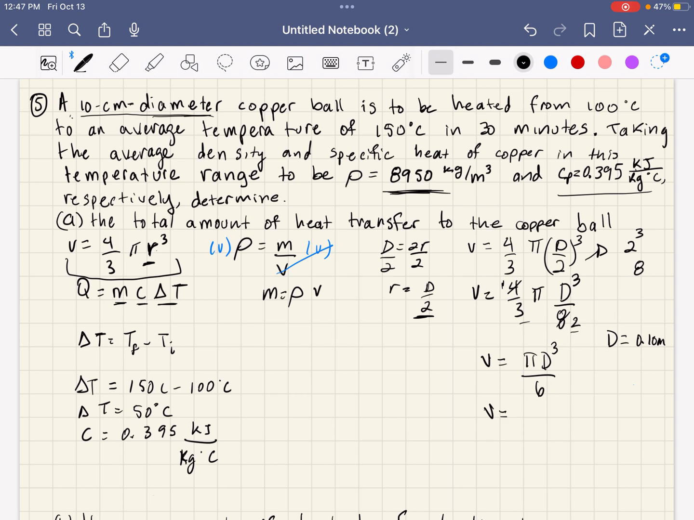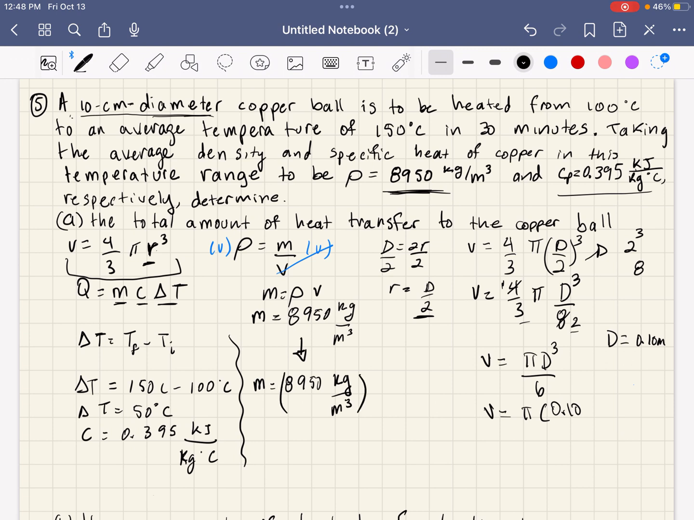So if I plug this in, I have pi times 0.10. Actually, you know what? Let me put it into the mass. Okay. So if I do that, mass will go to the density, which again is 8,950 kilograms per meter cubed. I need more space. Let me place it down here. The mass is going to be 8,950 kilograms times meters cubed.